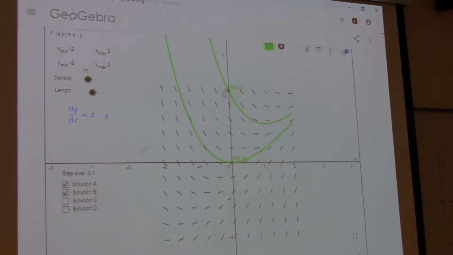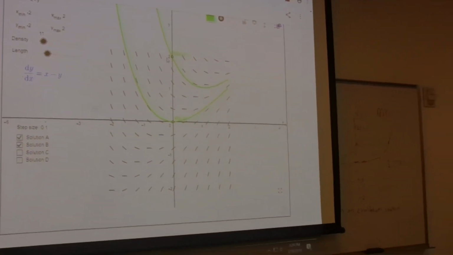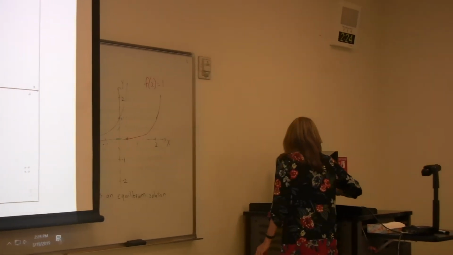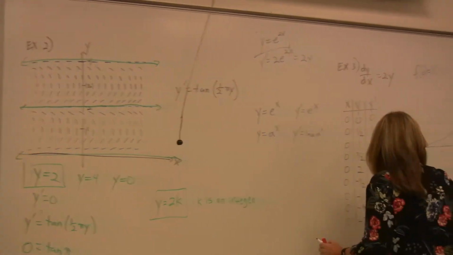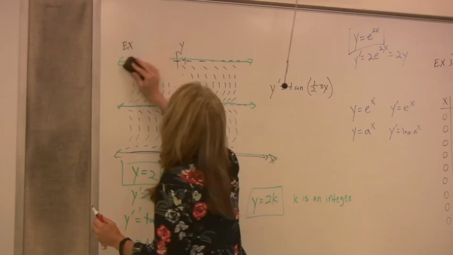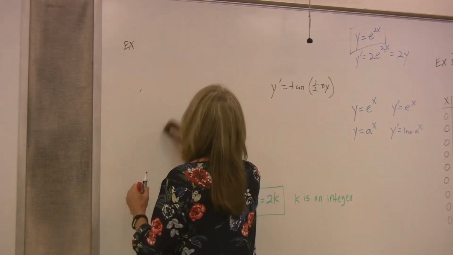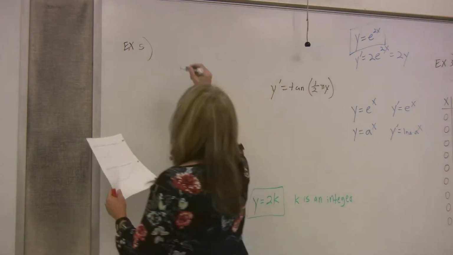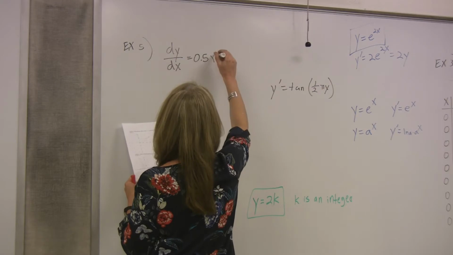I'll write it up here on the board and then I'll fill it in a little bit. You might try my pattern that I did, maybe you won't, I don't know, the pattern's a little bit weird on this last one. So the example was 5? Example 5 is different in that it is multiplication. dy/dx equals 0.5 times x times y.